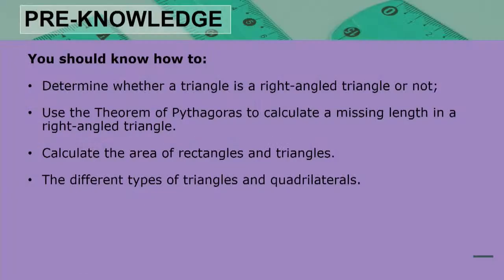For this lesson, you should know how to determine whether a triangle is a right-angled triangle or not, use the theorem of Pythagoras to calculate a missing length in a right-angled triangle, and calculate the area of rectangles and triangles, and the different types of triangles and quadrilaterals. So these are all the things that we must know for this lesson. So let's move over to some practice.